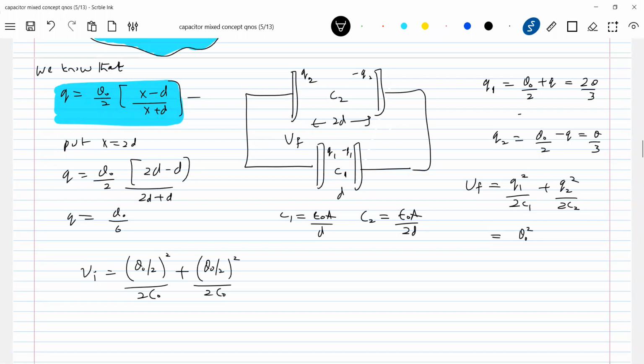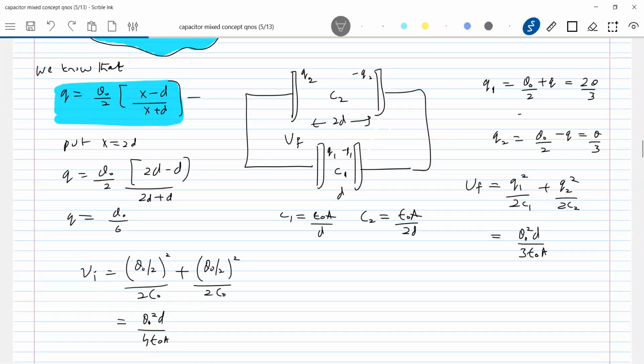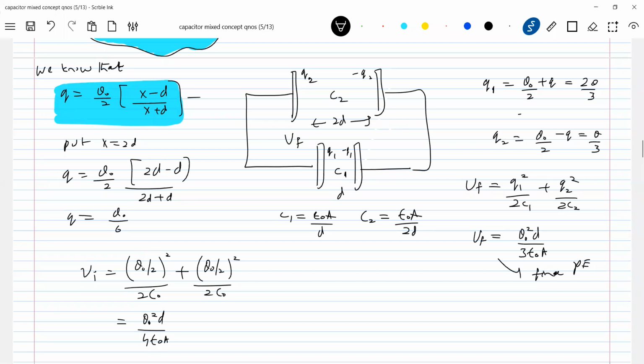Q naught square D by 3A epsilon naught. This is also the same thing. Check it. Yes, sir, I got the same. Initial, 3 will not come, I think. Check it. Initial Q naught square D by 4 epsilon naught. Yes, sir. And there's the final potential energy, there's the initial potential energy.